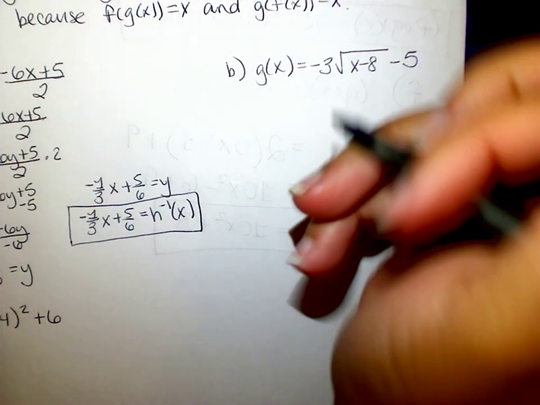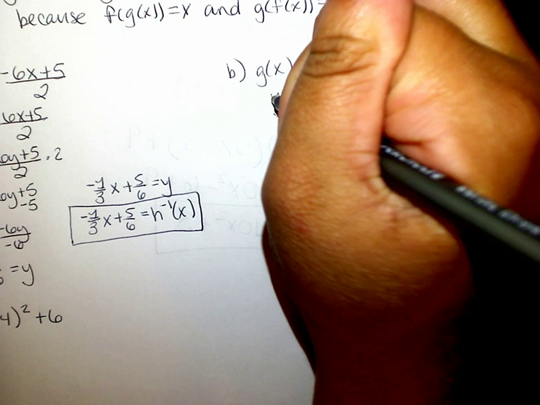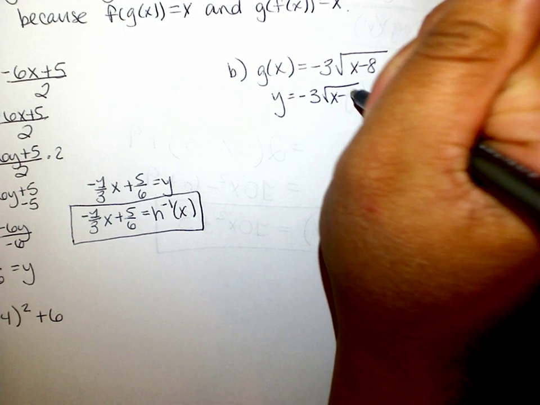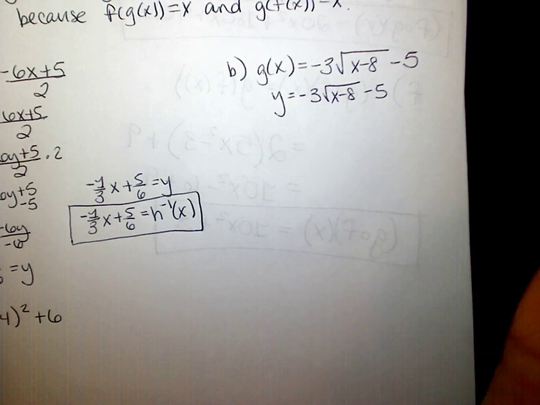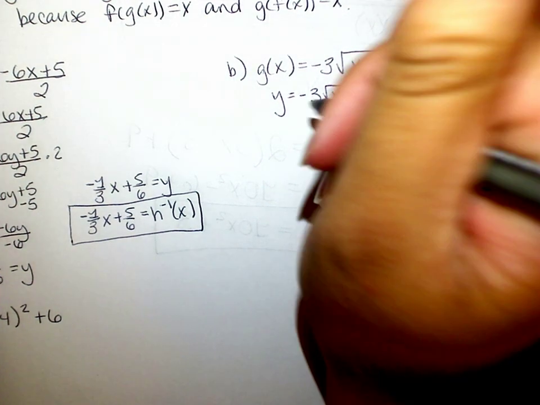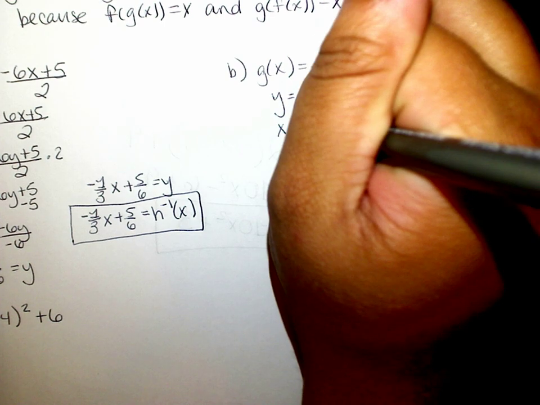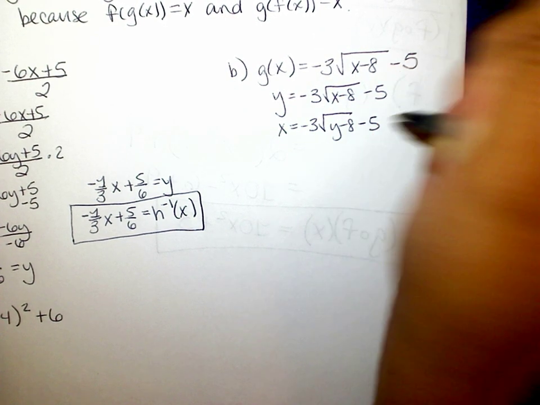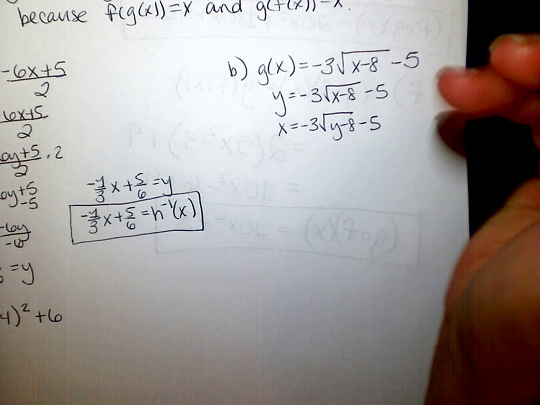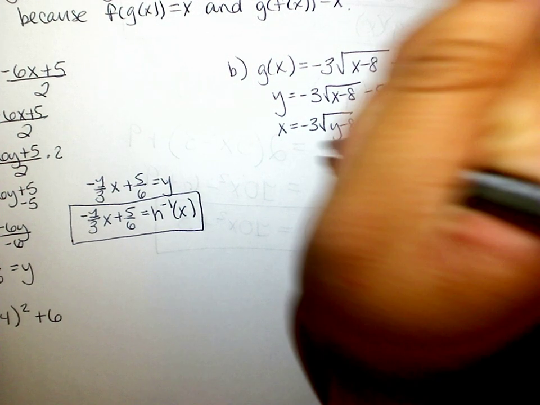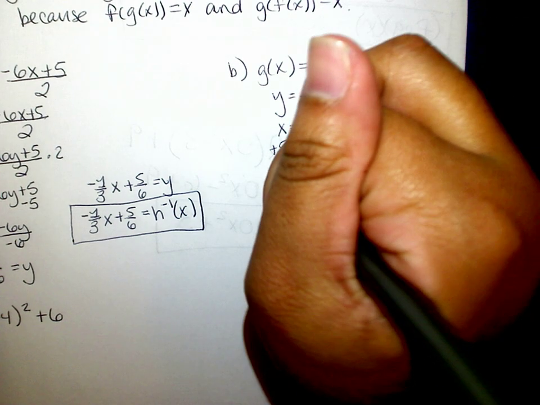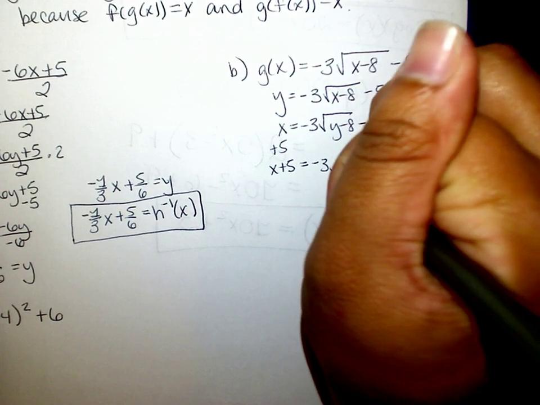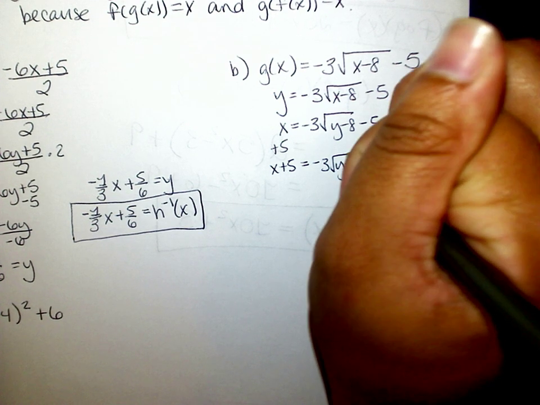So we're going to change g of x to y. So y equals negative 3 square root of x minus 8 minus 5. Then we're going to switch x and y. So x equals negative 3 square root of y minus 8 minus 5. Now we're going to solve for y. We're going to add 5 to both sides, so we get x plus 5 equals negative 3 square root of y minus 8.